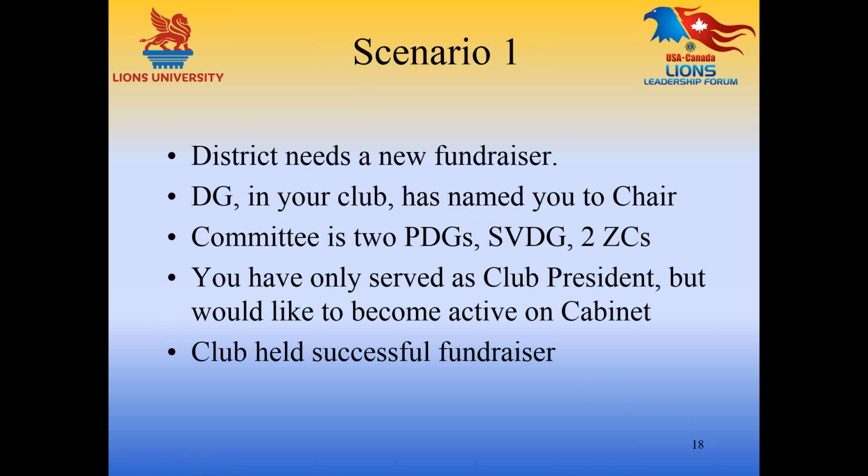Okay, so taking those 2 together, you might do some democratic leadership in terms of getting input from others, getting some ideas from both those past district governors and the 2 zone chairs and the second vice district governor, to get some ideas of their experience, what they might have done, what they have seen as successful things in the past. You could take an old idea and tweak it a little bit to get a new idea.